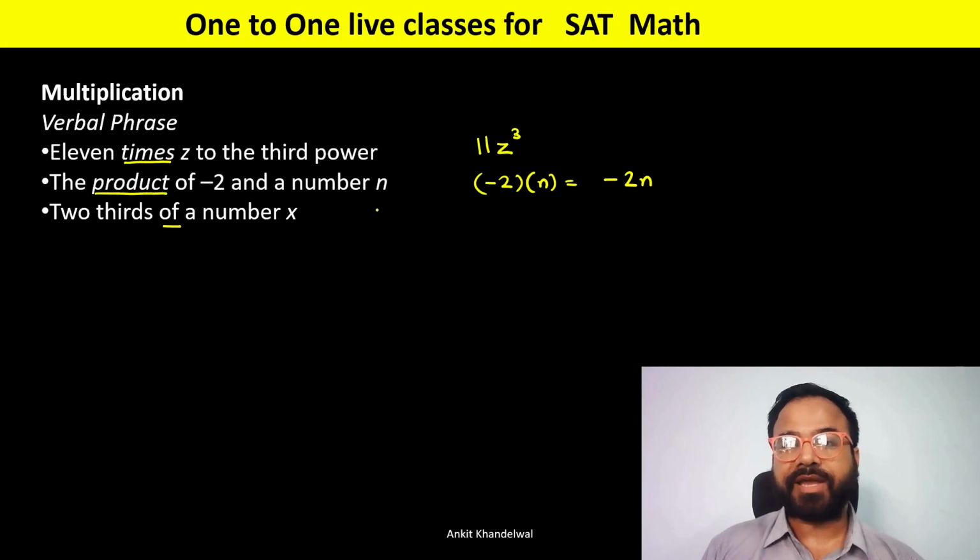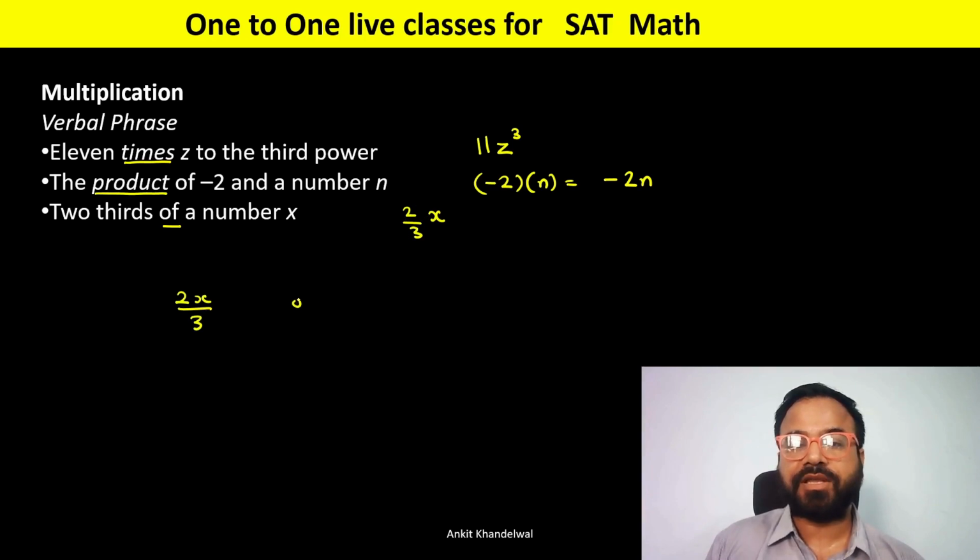2/3 of a number x. So 2/3 of again means multiplication. So 2/3 of number x means 2 by 3 multiplied by x. Now there are different ways of writing this. Either you can write this as 2x whole upon 3, or you can write 2 by 3 and x. Both of them are the same thing.